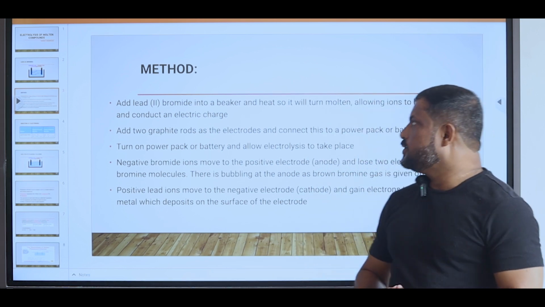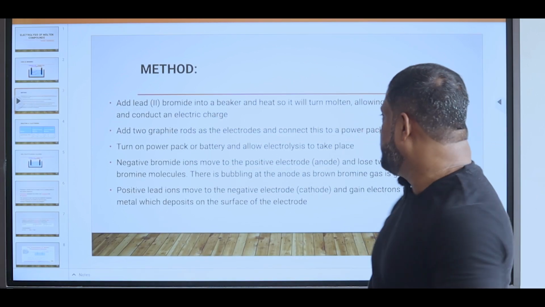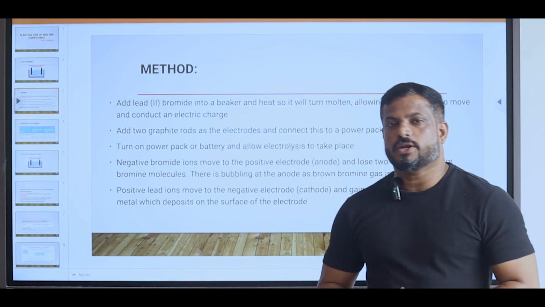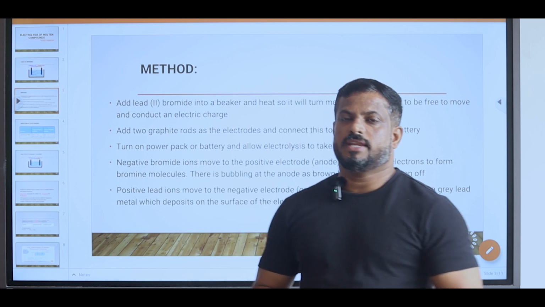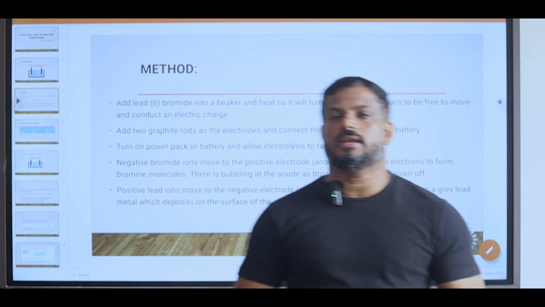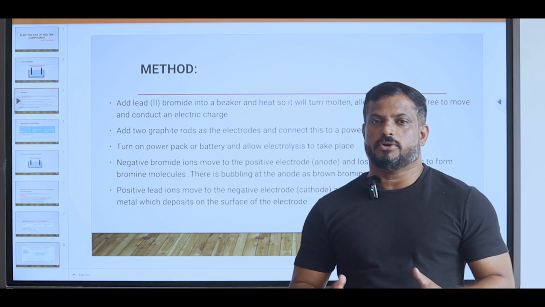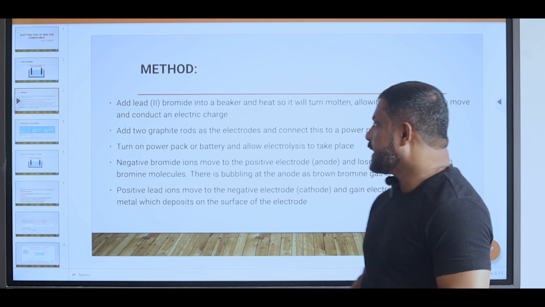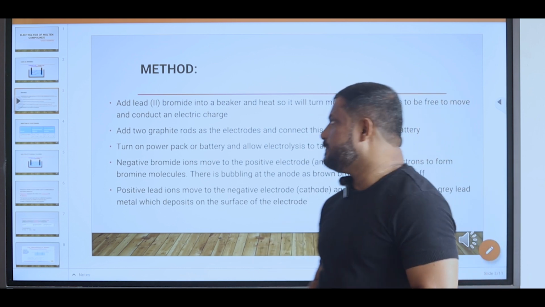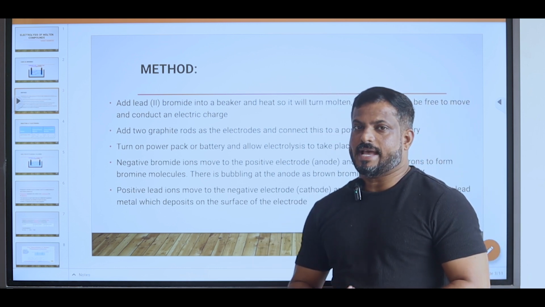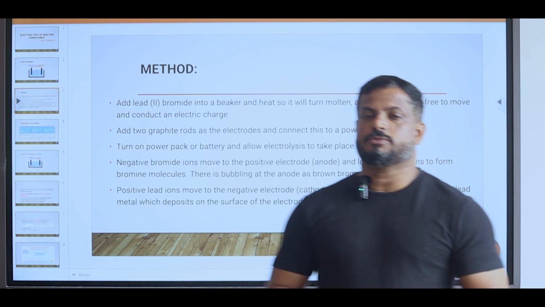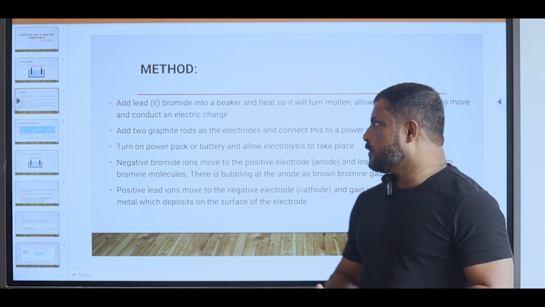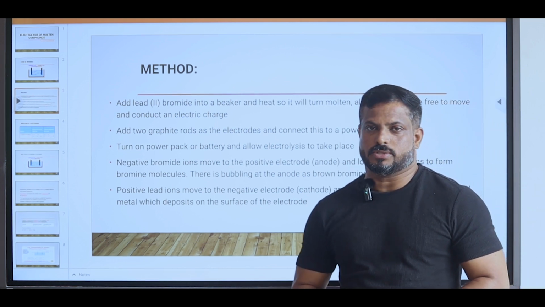Add lead bromide into a beaker and heat, so it turns to the molten form. Then the ions are free to move. Once the ions are free to move, it is very easy to pass the electricity. In the molten state, ionic compounds conduct electricity, and when electricity passes through, it will be split up into the corresponding ions. Take the electrolytic cell chamber, add two graphite rods as the electrodes and connect this with a power pack or battery. Turn on the power pack or battery and allow electrolysis to take place.